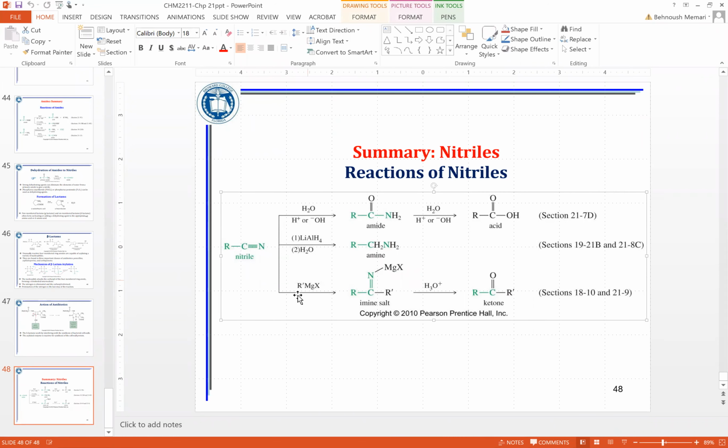With 1 molecule of Grignard, it can go to ketone after you hydrolyze. They will change to ketone with the nitriles.